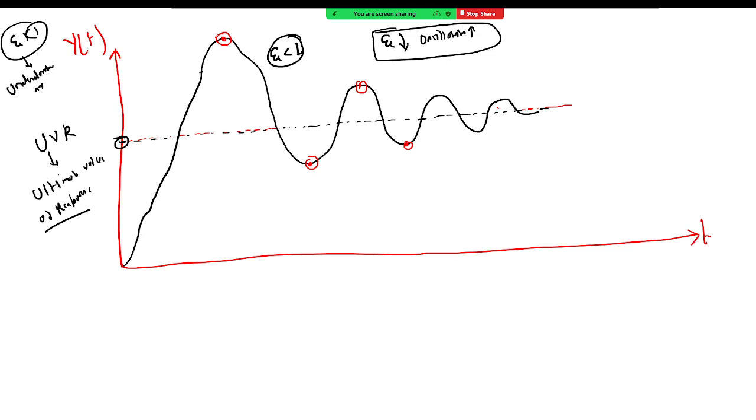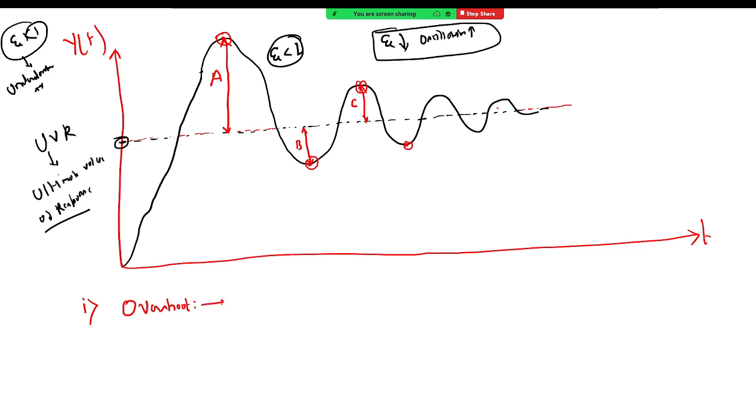So to understand this particular behavior of this underdamped system, some parameters have been defined. Let's say this one is A, this one is B, and this one is C. This is the amplitude of this particular function. This is also an amplitude here. So A, B, and C are the amplitudes of this system. To understand the underdamped behavior, the first parameter defined is the overshoot.